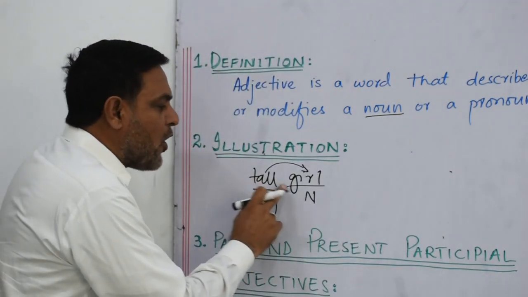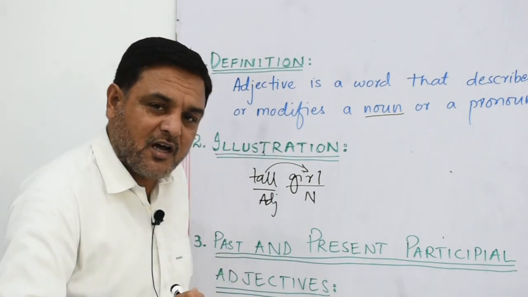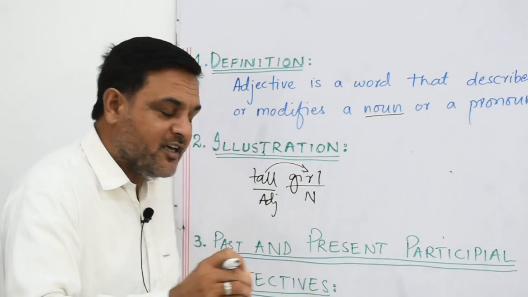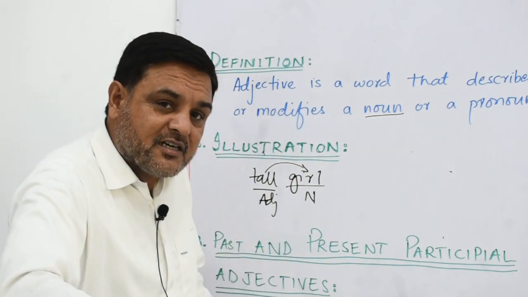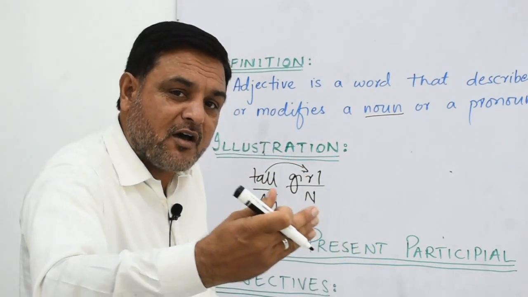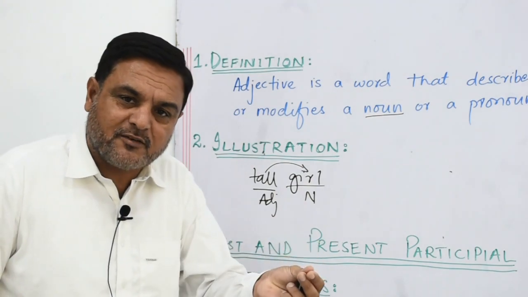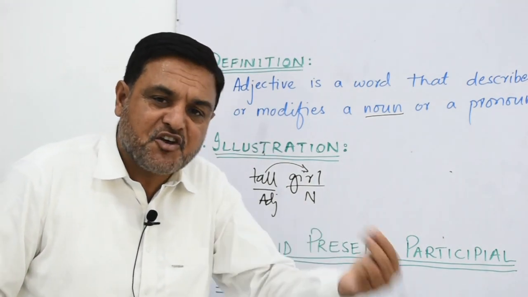You know, when I say tall girl, there is a difference between girl and tall girl. When you use the word tall before girl, it changes the meaning of girl. It adds something extra to the word girl, which is a noun. So this is called modification. Bringing a difference, adding a difference.